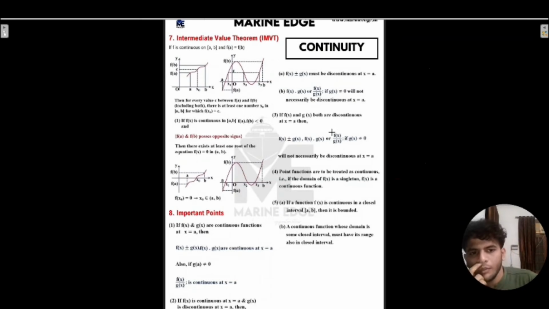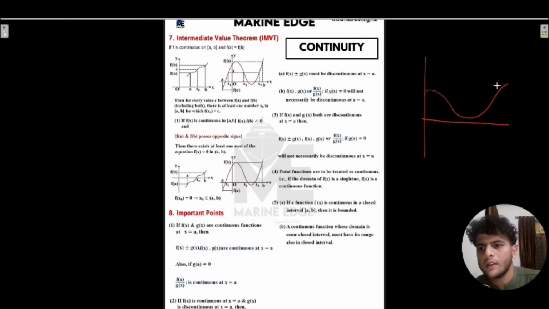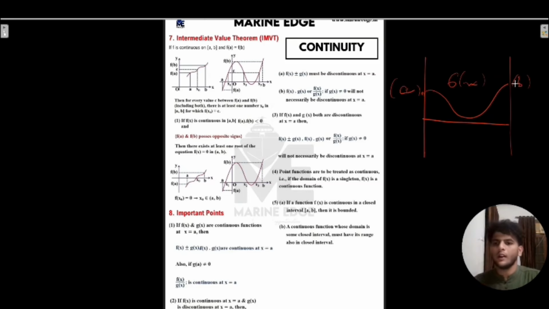The intermediate value theorem. The intermediate value theorem says that if we have a function f(x) that is continuous in the interval [a, b], bounded by two closed intervals, then we read out the statement: for every value c between f(a) and f(b), there exists a value at which f(x) equals c. That is, f(x) is continuous in [a, b], f(a) times f(b) is less than or equal to 0, and f(a) and f(b) possess opposite signs.